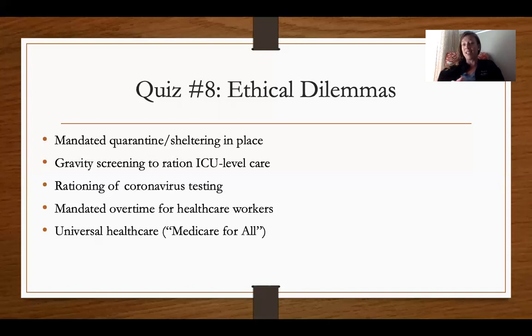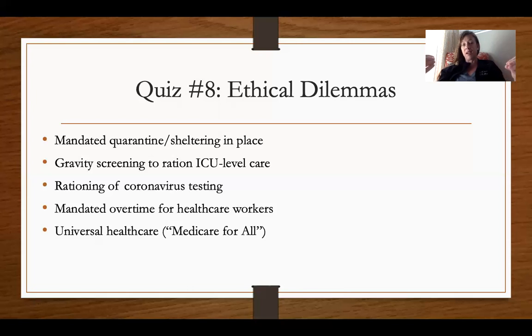I can tell you that mandated quarantine, sheltering in place is a hot topic right now because a lot of political conservatives, a lot of Wall Street executives and officials are saying our economy can't take this anymore and we need to stop this sheltering in place because our economy is essentially more important than the lives that could be lost from COVID. And so this is a huge ethical dilemma. Do we choose economy? Do we choose individual lives that are going to be lost to COVID? So that's mandated quarantine or sheltering in place.